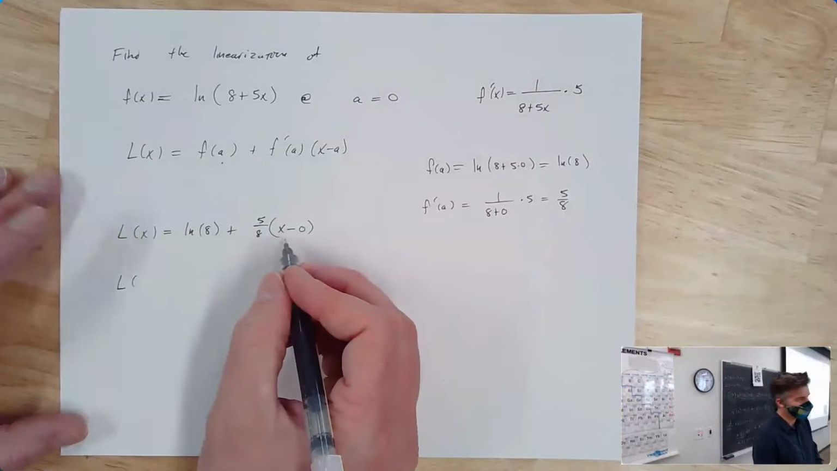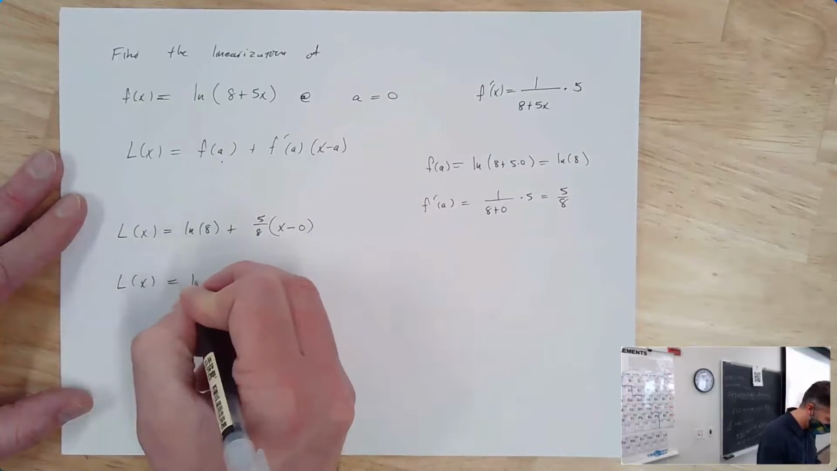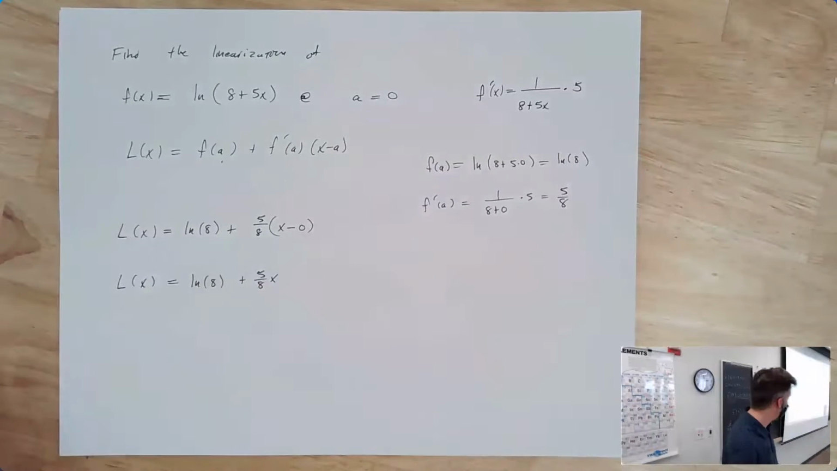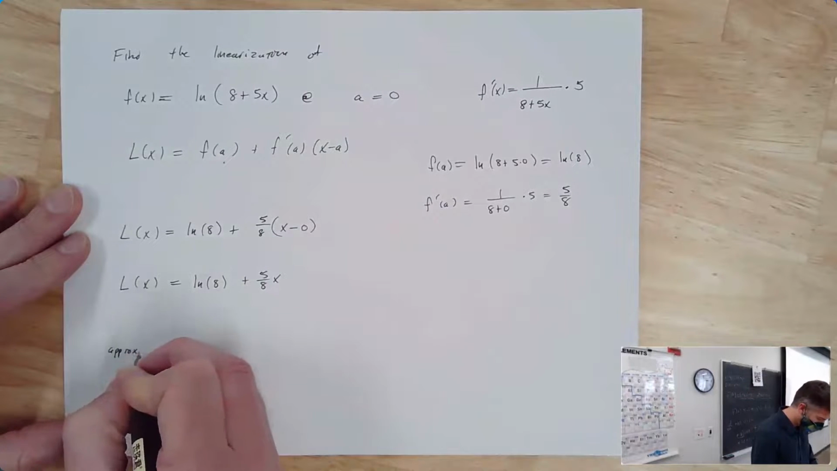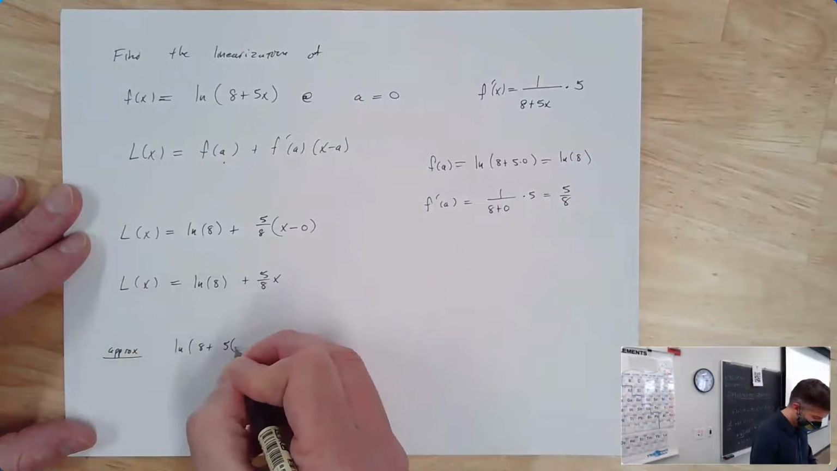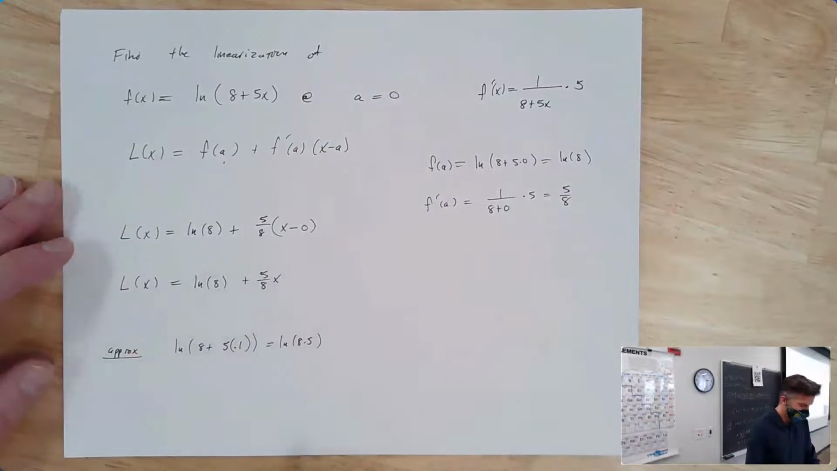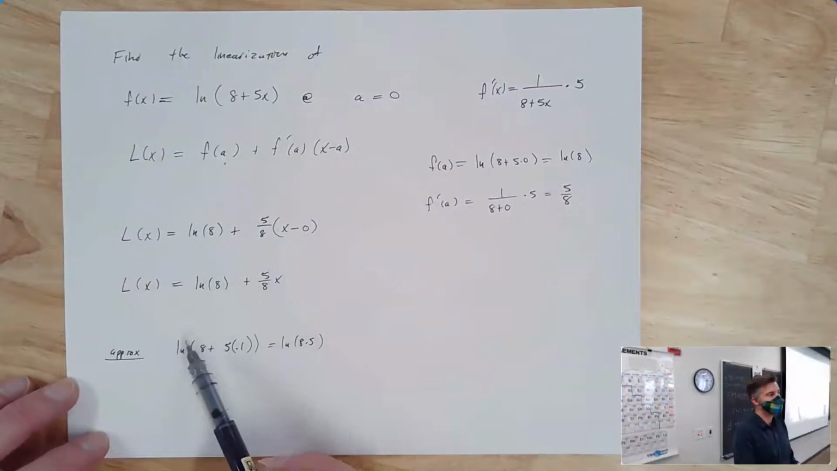So if it is an x minus 0, I would say you should probably take the extra step of simplifying that because it's really a non-step. But this is fine. It's just not very useful, because if you want to approximate, say, the natural log of 8 plus 5 times 0.1, which is the natural log of 8.5, in this approximation, I still have to calculate the natural log of 8. So it's not super useful.